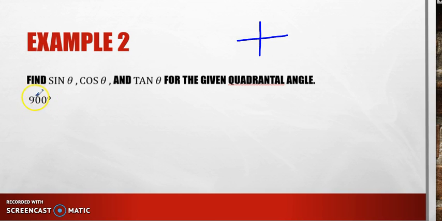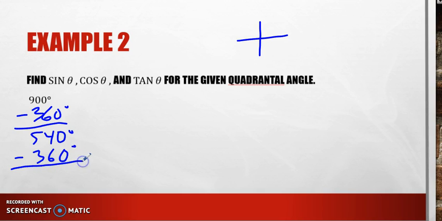So again, this angle is too big. If you subtract 360 degrees from this, then you'll get 540 degrees, which is still too big. So I'm going to subtract 360 again. So we're just finding the coterminal angles that have the same values. And now I'm getting 180 degrees. So it turns out that 900 degrees is the same as 540 degrees is the same as 180 degrees.